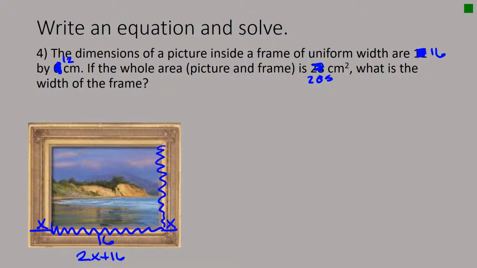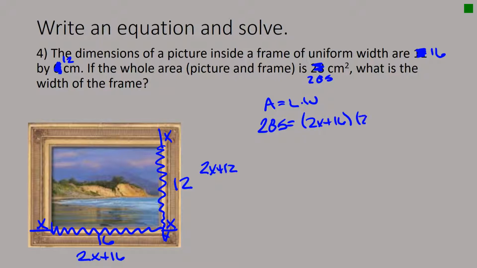From here to here, it is 12. This is x, so it's 2x plus 12. Remember, we talked about that. Uniform width means all the way around measures the exact same. So the area is length times width, so 285 is equal to 2x plus 16 times 2x plus 12. So 285 equals, we're going to FOIL over here, 4x squared plus 24x plus 32x plus, what is 16 times 12? I think it's 192.